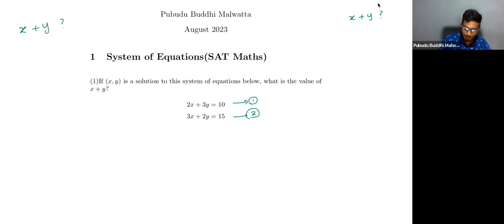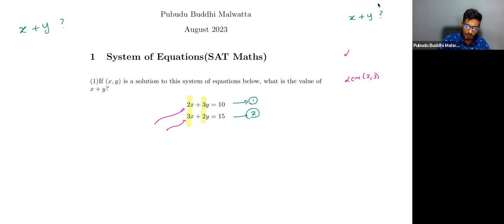Because you should create the same coefficient here. So 2 and 3, you can create 6. That's the LCM, least common multiple of 2 and 3. Then maybe you can subtract. Yeah, of course you can subtract. Then you will be able to eliminate x. But I'm going to use a different strategy. So these two coefficients, 2 and 3, here 3 and 2.